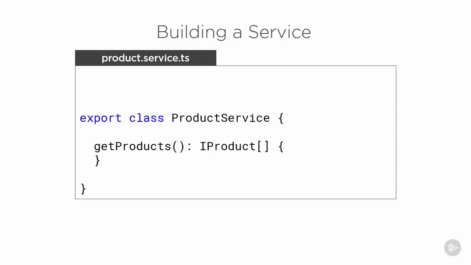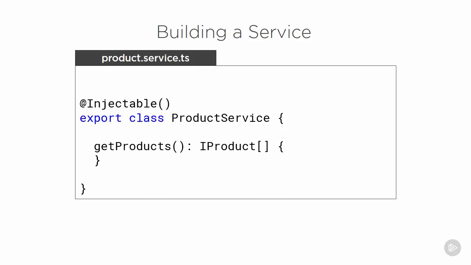Here is the class. We export it so this service can be used from any other parts of the application. This class currently has one method, getProducts. This method returns an array of products. Next, we add a decorator for the service metadata.